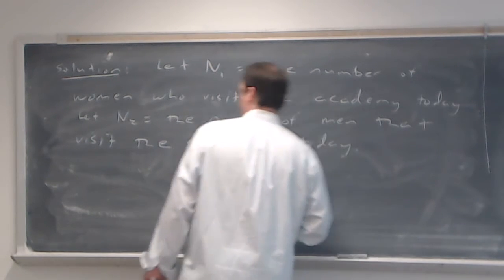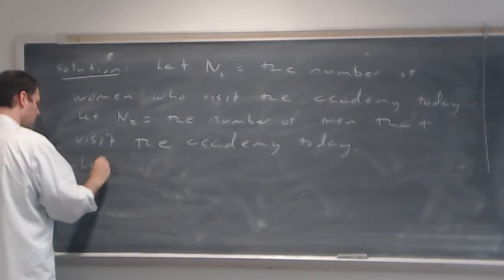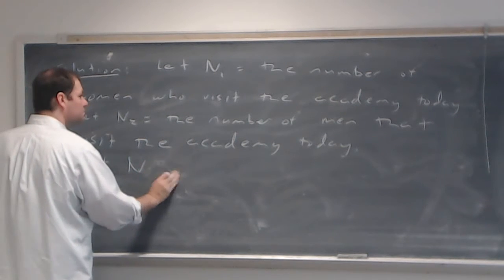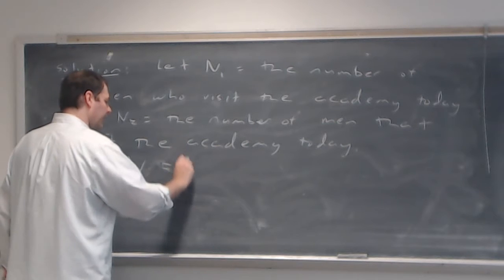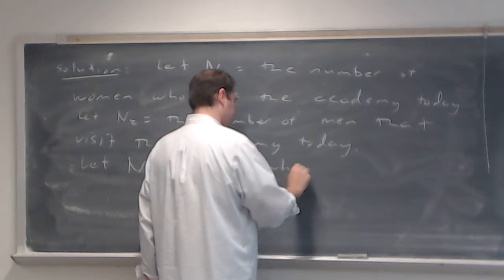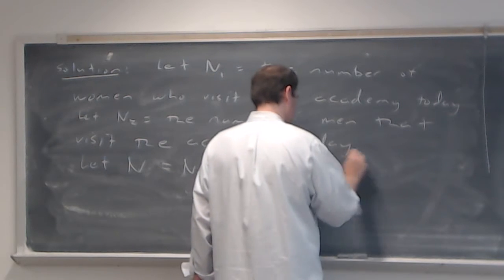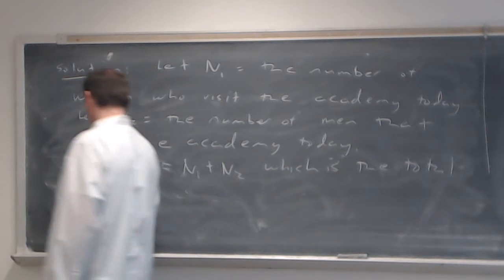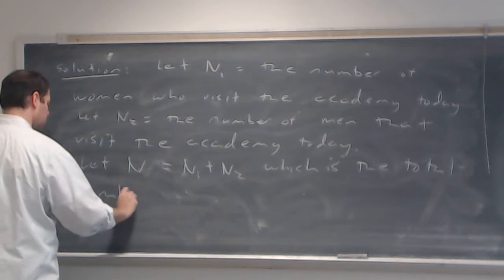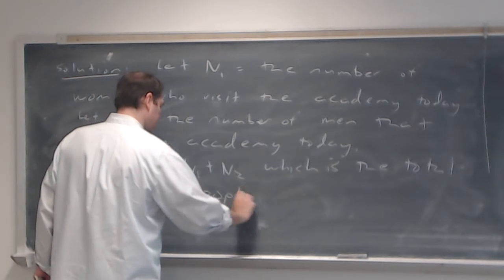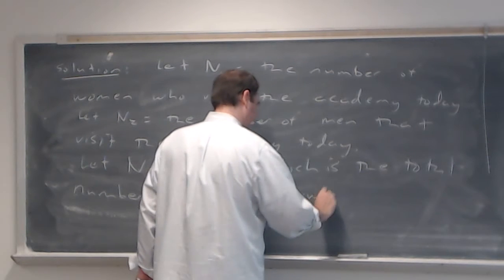And then we're going to let N be N sub 1 plus N sub 2, which is the total number of people who visit the Academy today.